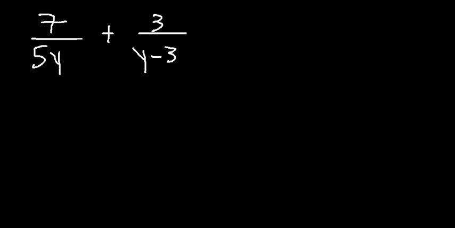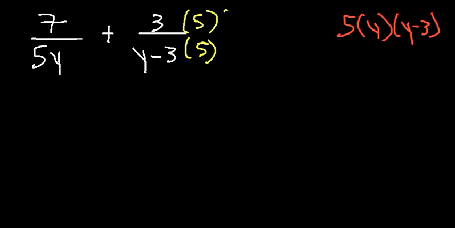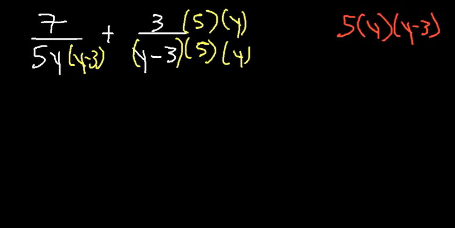So let's try this example. 7 over 5y plus 3 over y minus 3. So we need at least a 5, we need a y, and we need a y minus 3. That's the common denominator. So this fraction doesn't have a 5, and it's missing a y minus 3. Y minus 3 and y are separate terms. They're not the same. Now the second fraction has the 5 and the y, but it's missing the y minus 3.